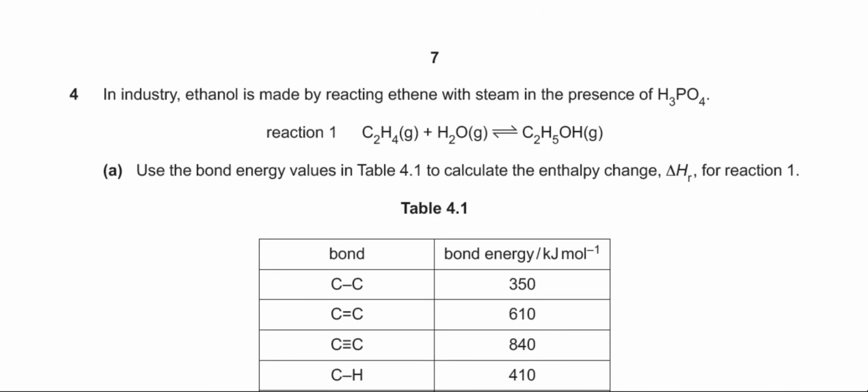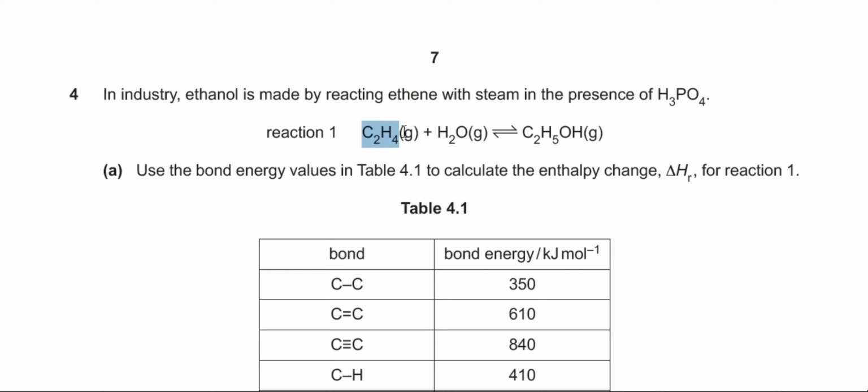So here this is question 4, and in this part it says that in industry ethanol is made by reacting ethene with steam. So this type of reaction is an electrophilic addition reaction. Okay, and it says to use the bond energy values in the given table to calculate the enthalpy change of reaction 1. So no need to be confused with this. Whenever you have a reversible reaction, we are meant to calculate for the forward reaction.